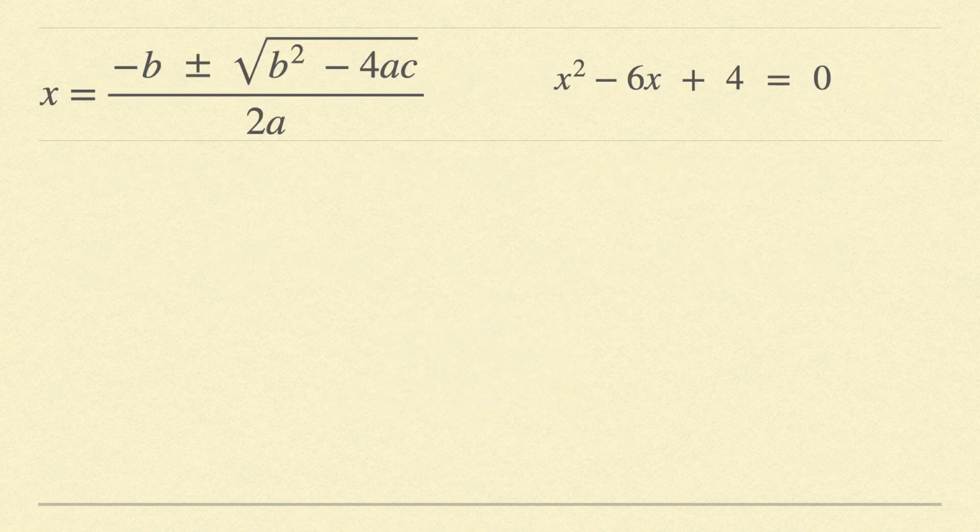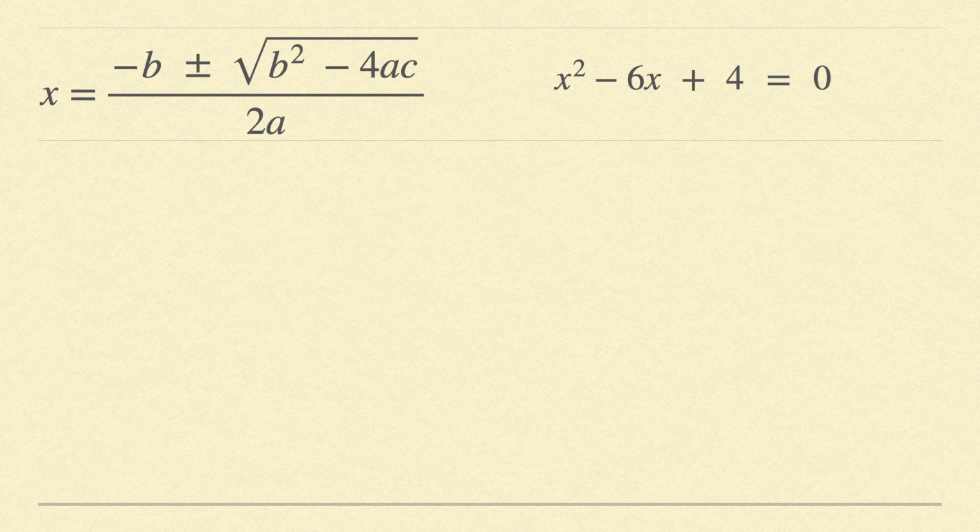Looking at this, on the left we have the quadratic formula, and on the right we have a quadratic equation. The difference between the two is the quadratic formula is used to find the roots of any quadratic equation. Now let's look at this quadratic equation: x squared minus 6x plus 4 equals 0.